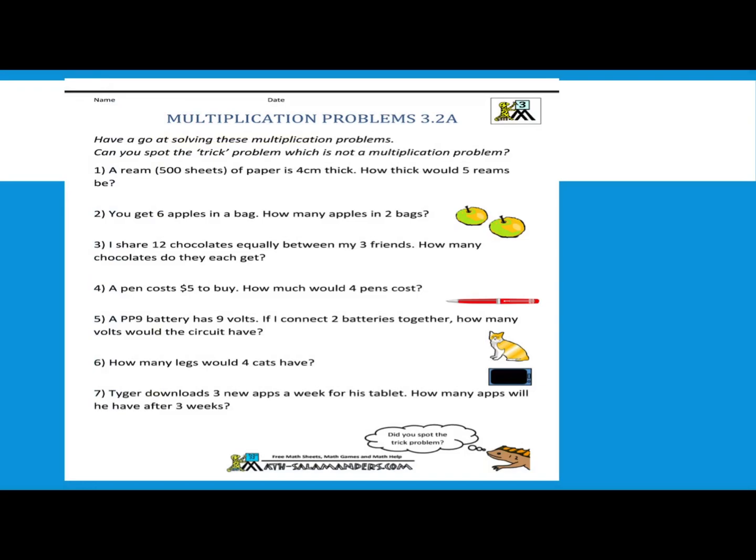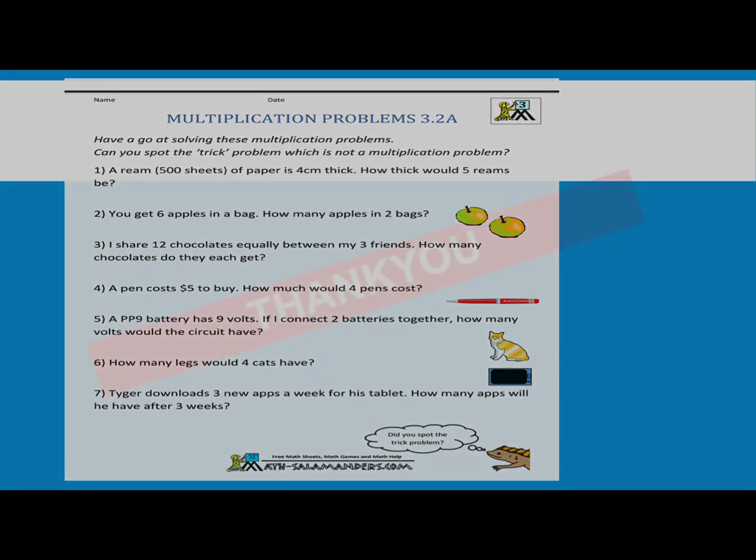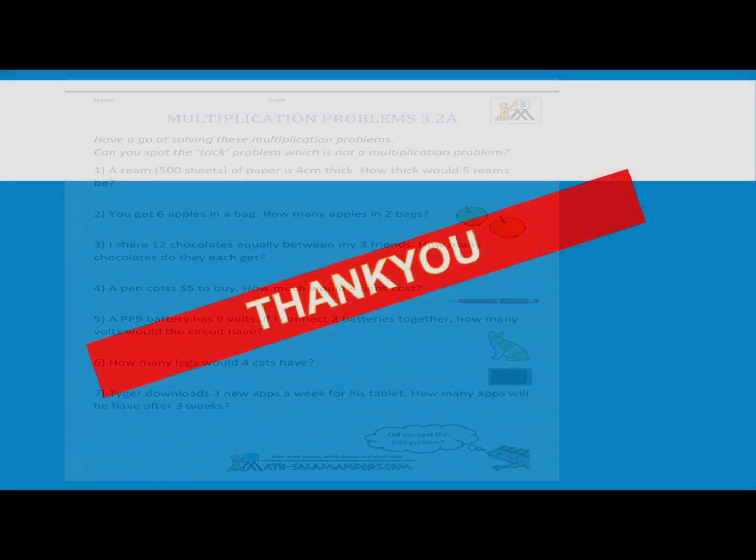Another worksheet for the problem sums. A ream, that is 500 sheets of paper, is 4 centimeter thick. How thick would 5 reams be? You get 6 apples in a bag. How many apples in 2 bags? So this way you have to solve it, children. Do it.